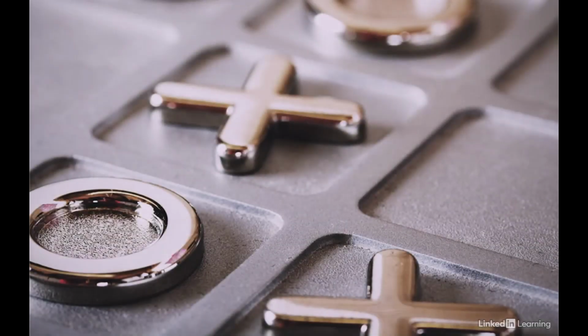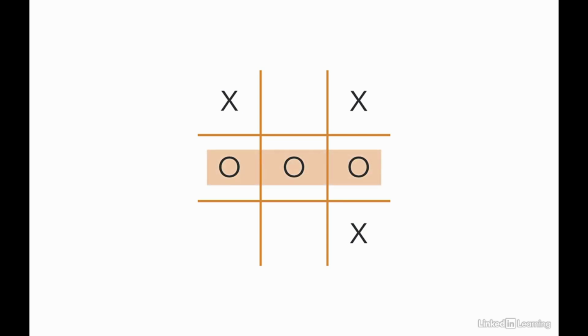To illustrate how reinforcement learning works, let's consider the familiar game of tic-tac-toe. In the game, two players take turns playing on a 3x3 board. One player plays X's and the other O's until one player wins by placing 3 marks in a row, diagonally, vertically, or horizontally as shown here.